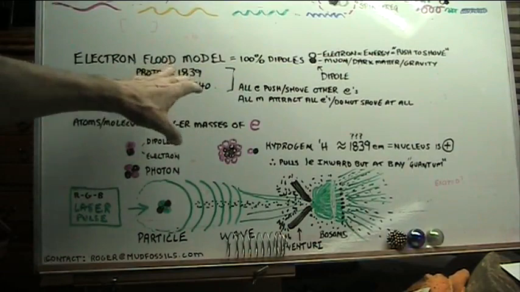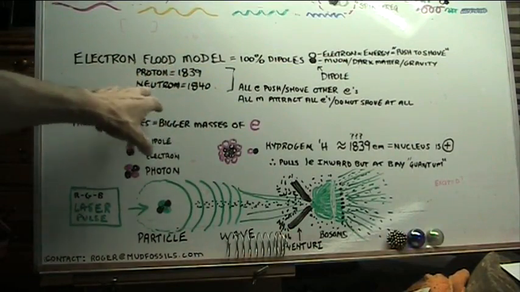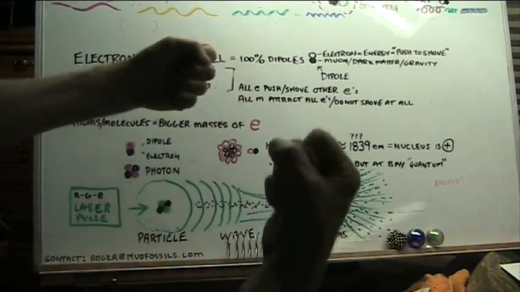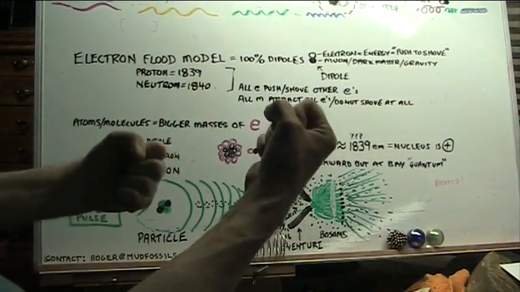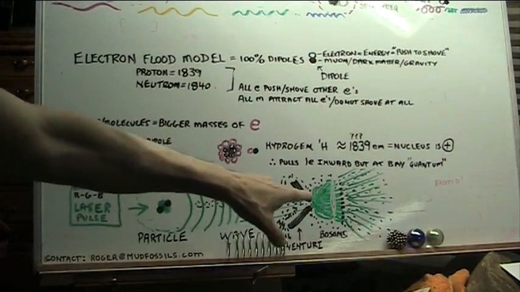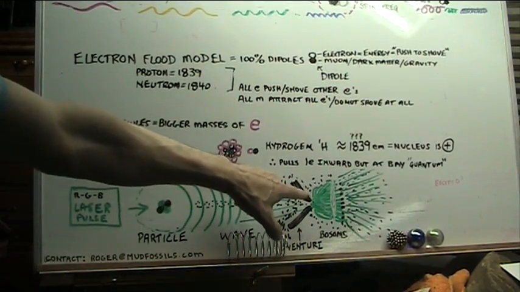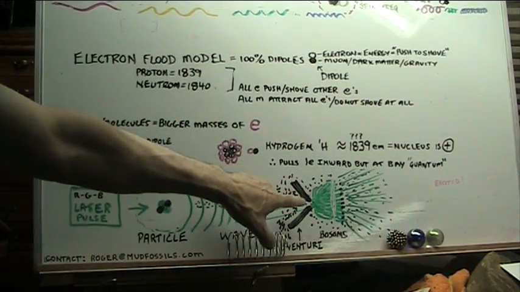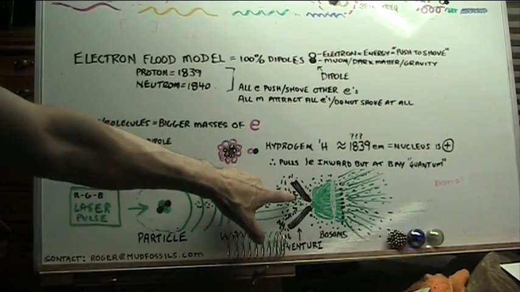Protons are like 1839 electrons. Neutrons are 1840. Everything is push to shove. There is nothing that exists that doesn't have both. The only thing that exists, we did it here. That's the only time it exists that it doesn't have both. And they're looking for this to have it as an accidental occurrence.